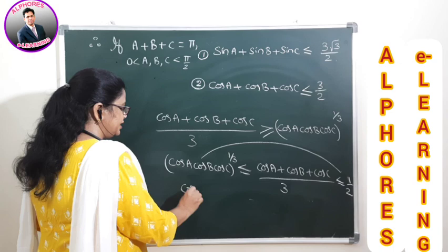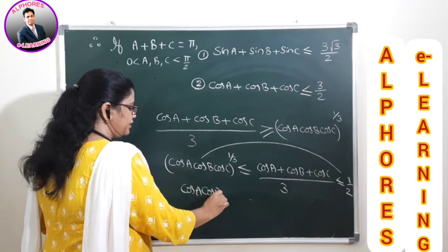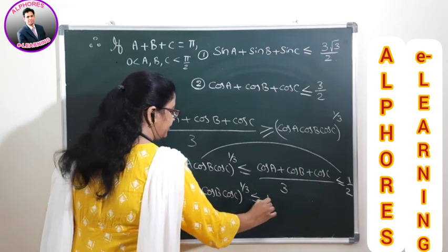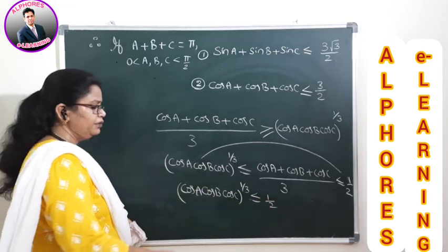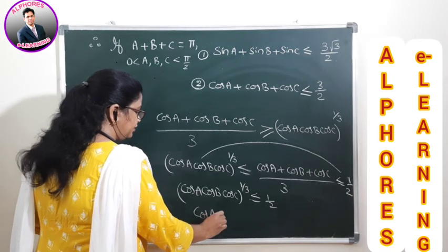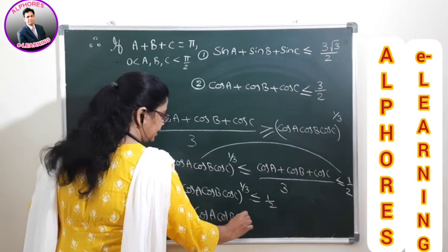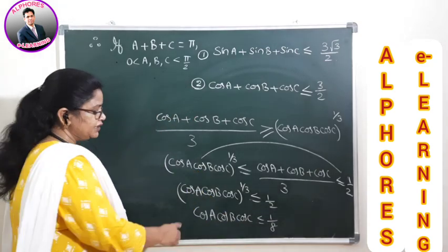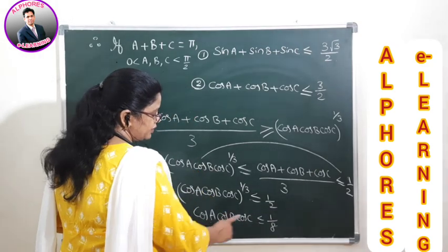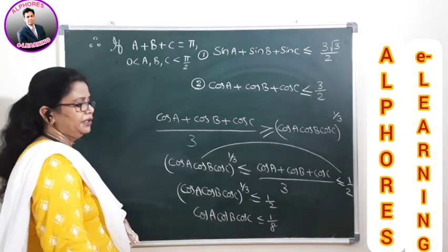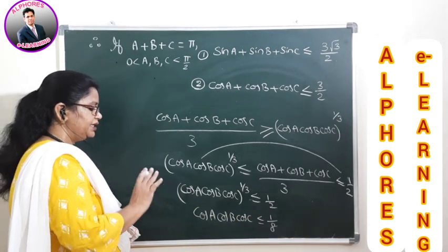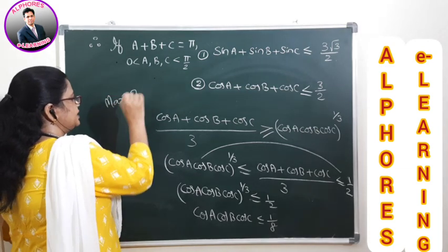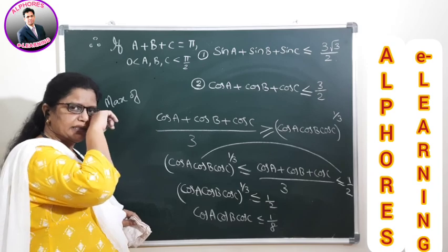Then what did you get here? (Cos A, cos B, cos C) to the power of 1 by 3 is less than or equal to 1 by 2. If you cube both the sides, then you are going to get cos A cos B cos C less than or equal to 1 divided by 8. So what is the maximum value of cos A cos B cos C here? It is 1 by 8. Again, if they ask the question itself, what is the maximum of this, then you could substitute A, B, C as 60 degrees, etc.